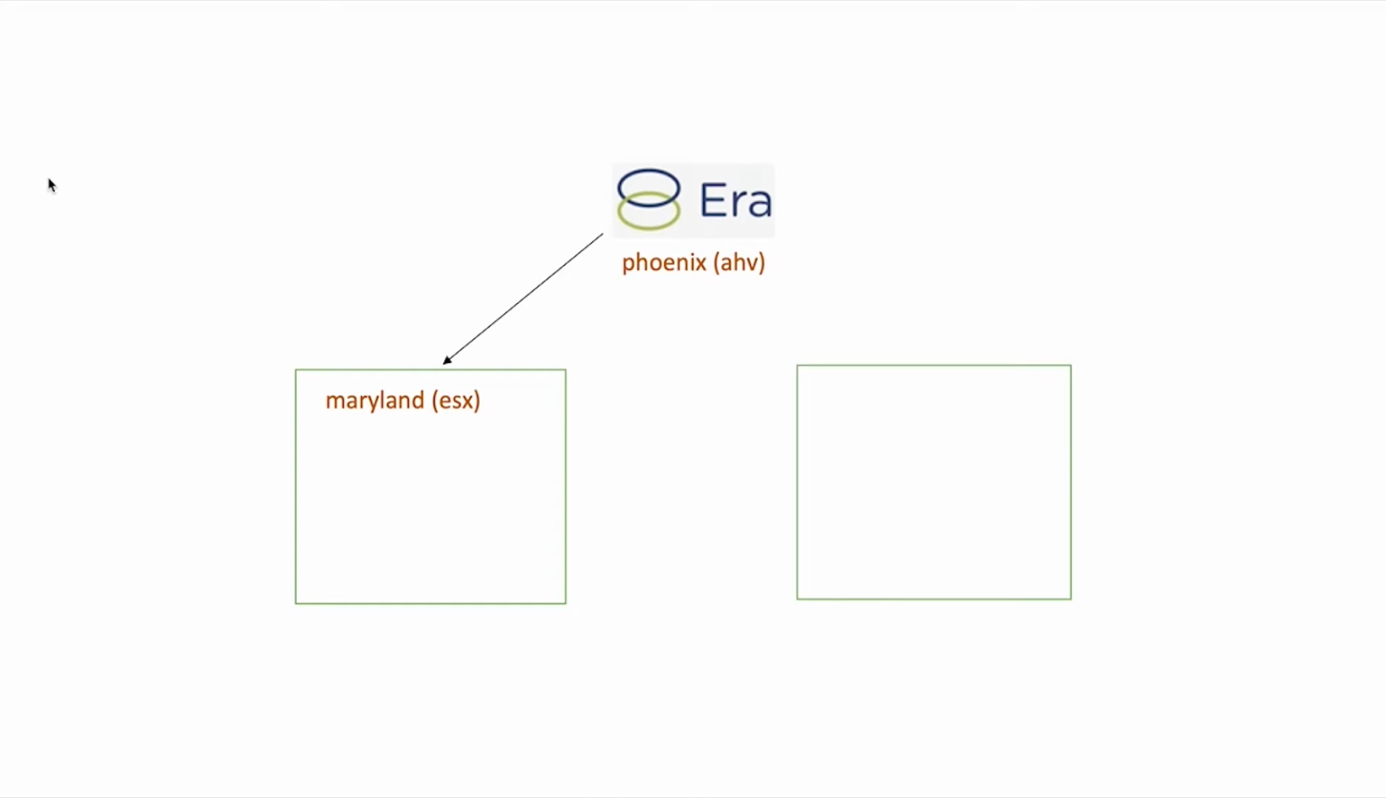In this demo, we will show you how you can use Era to register additional clusters. In our example, we have Era deployed in the Phoenix data center on an AHV cluster. Additionally, we will add an ESX cluster in Maryland and another AHV cluster in Chicago.